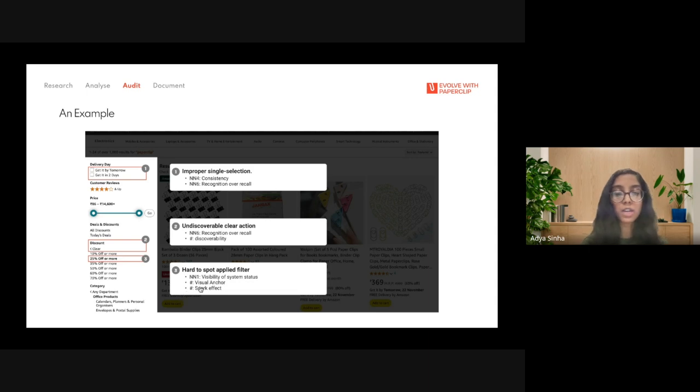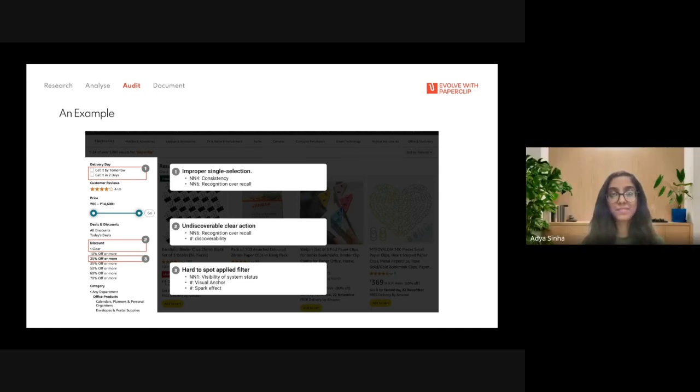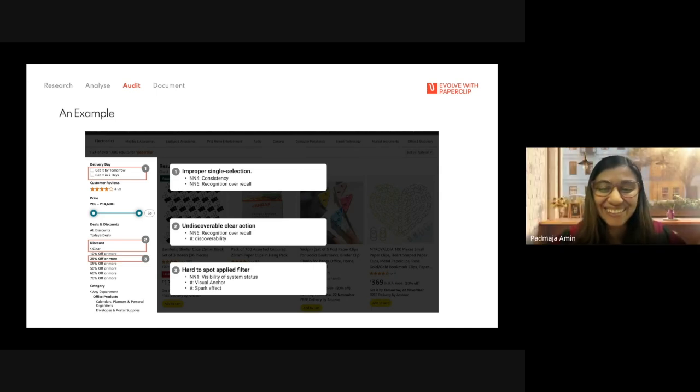Now there is also the spark effect. Before explaining the spark effect, does anyone have any idea about what the spark effect is? Feel free to unmute yourself to respond or comment. It's not when you burst crackers, just FYI. Yeah, I think Adu, you'll have to take it up. Okay, okay. So, all right.